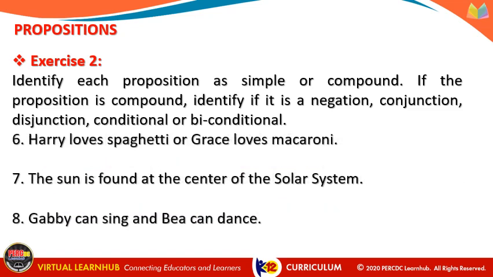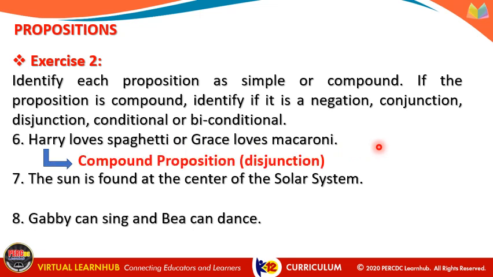Number 6, Harry loves spaghetti or Grace loves macaroni. You have two propositions here. Harry loves spaghetti and Grace loves macaroni, connected by the word or. Therefore, what we have is a compound proposition, specifically a disjunction.